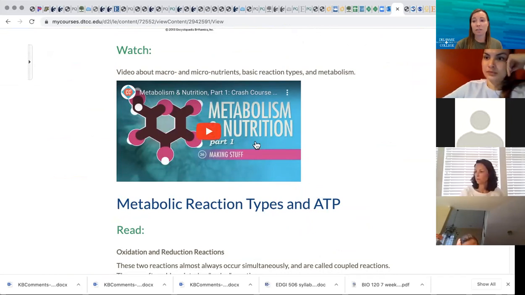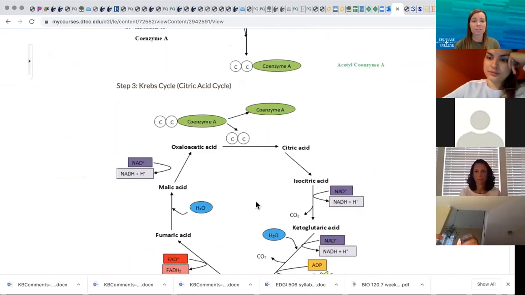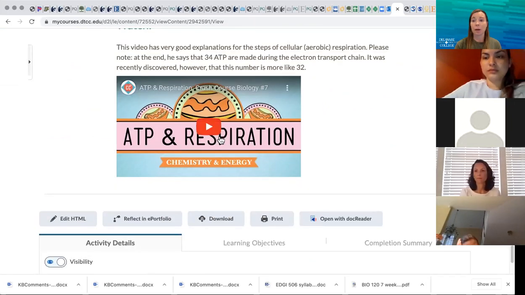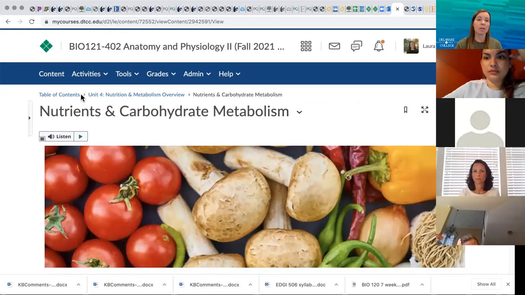And they're not long. So please do use these. They really will help with your understanding of the information, I think. So you have one of those here. And then if you scroll down, this is continuing just the overview of metabolism. And here's another really good one. Then I'm going to go to the other Unit 4 folder.